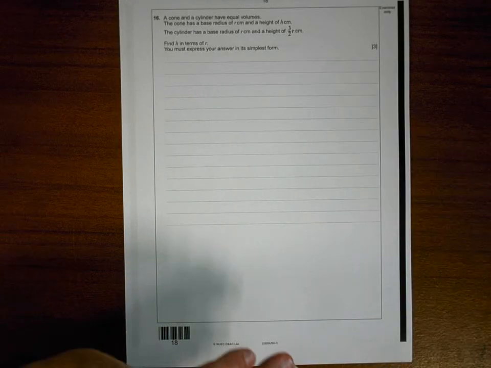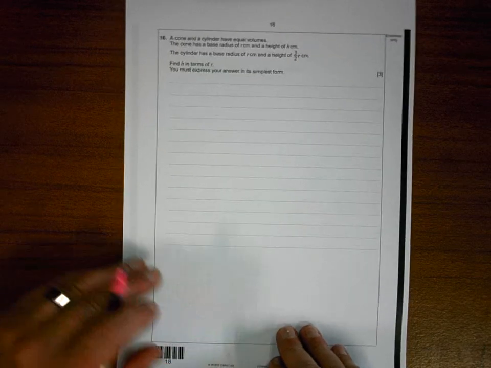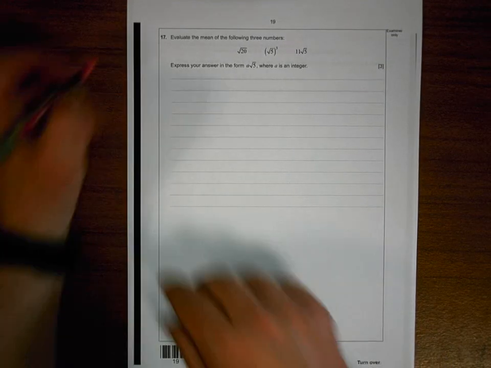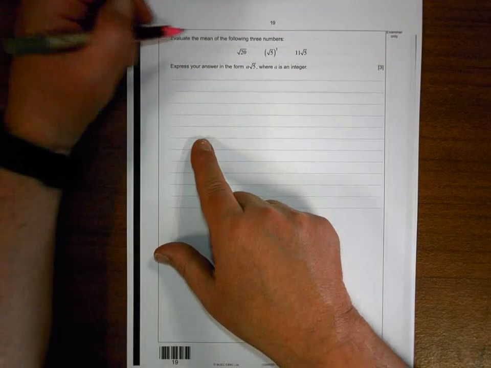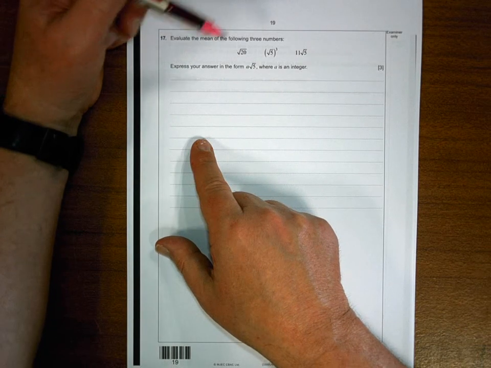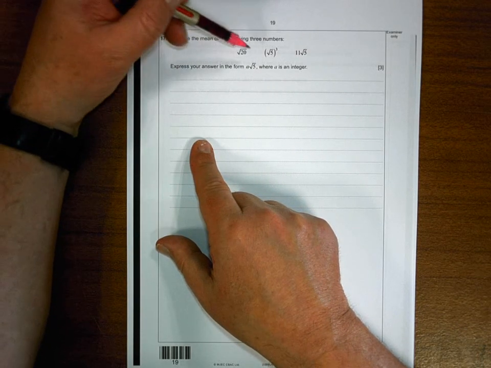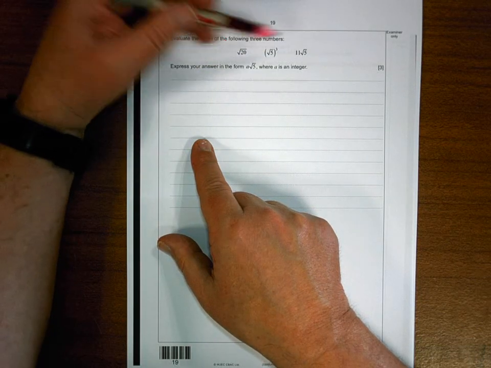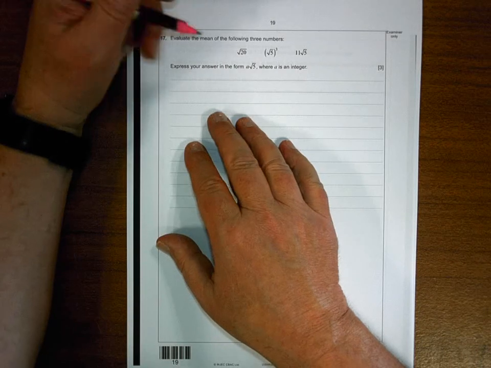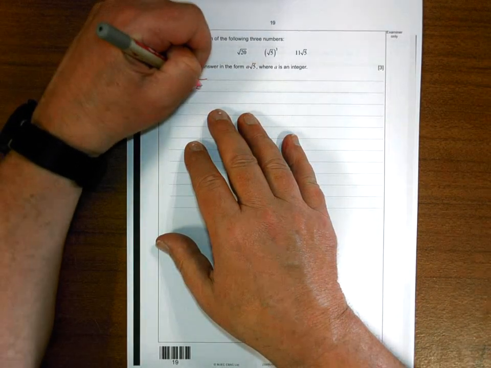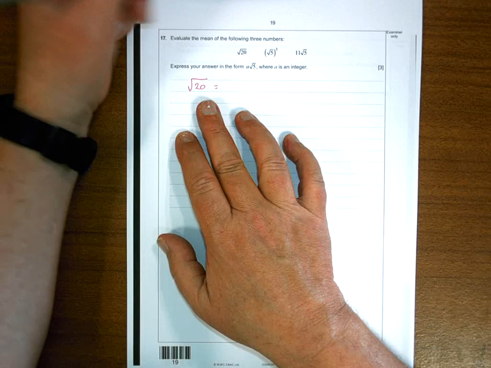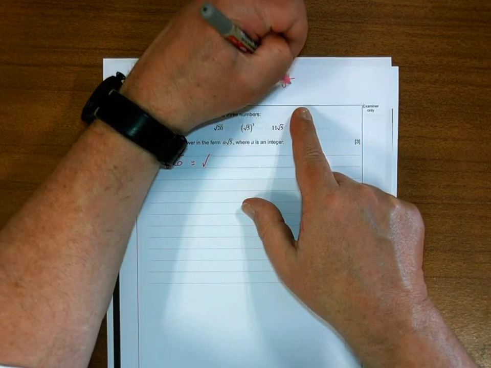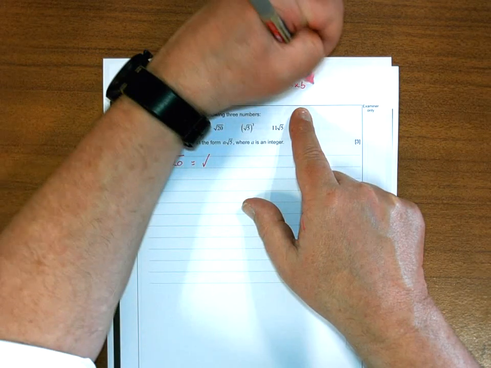Question 16, cones and cylinders, haven't done. Question 17. So this is surds. Evaluate the mean of the following 3 numbers. So we know that to work out the mean I have to add them together and divide by 3 because there are 3 numbers. I can't add them together until they're all in the same format. So this is where we have to simplify the surd. And it's using this bit of knowledge that is in your surd notes.